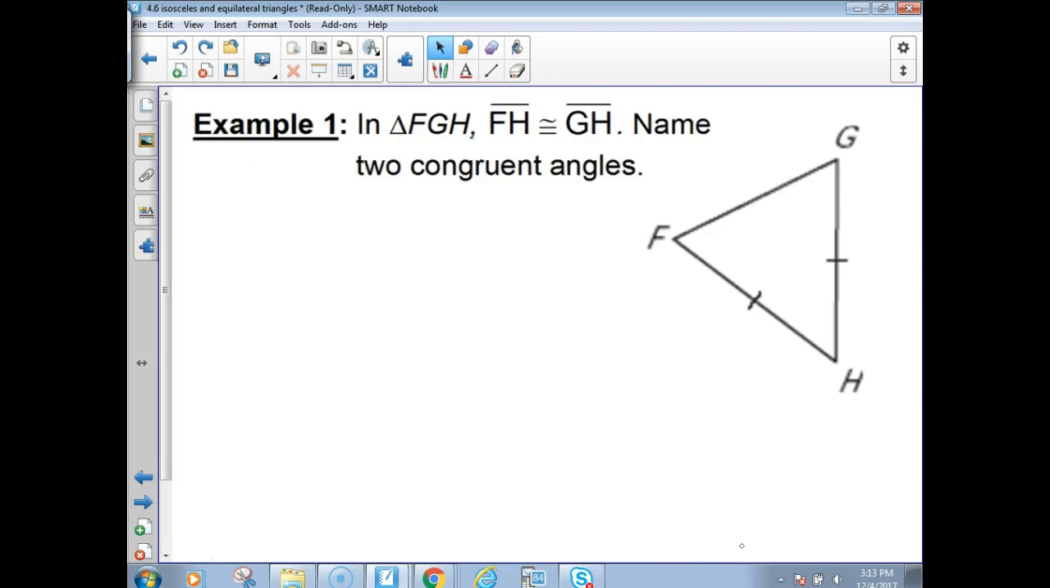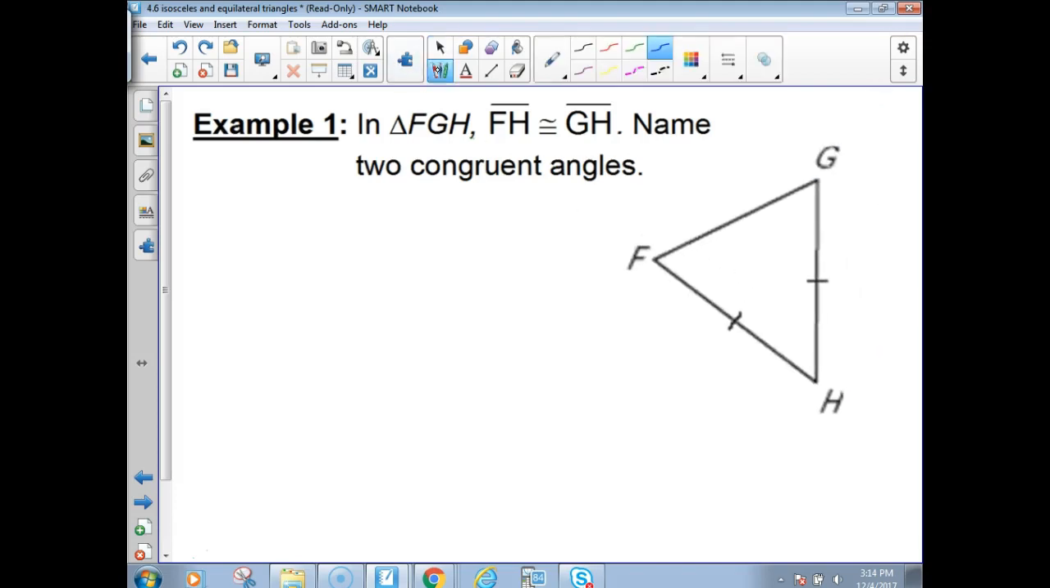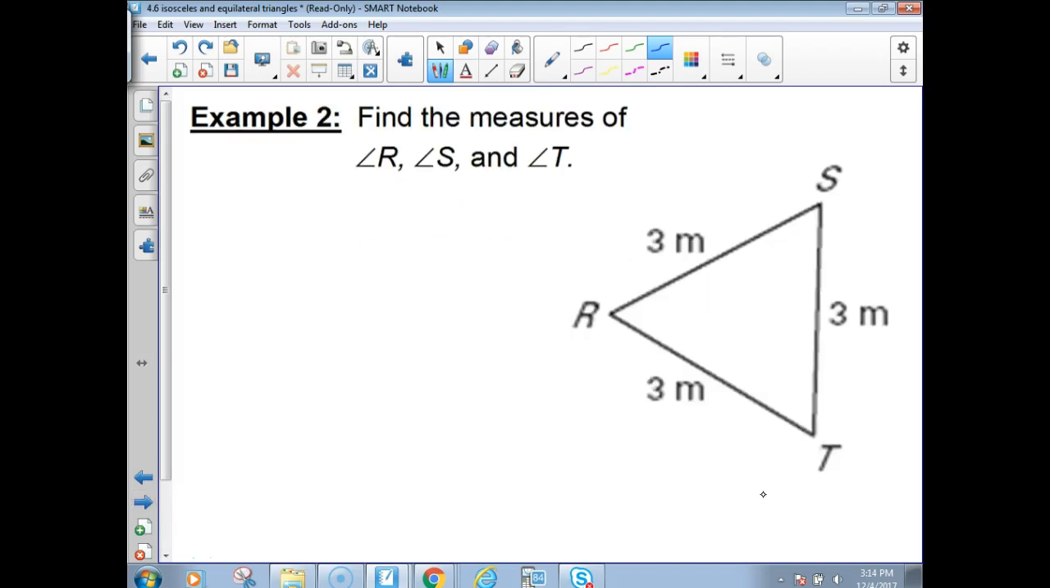Okay, example 1. Where are the congruent angles? F and G, yes, because it'd have to be across from those sides is where the angles are that are congruent. So it's angle F congruent to angle G. Example 2, find the measures of the angles. Well, if the sides are all equal, then the angles are all equal. That means they're all going to be 60 degrees each.